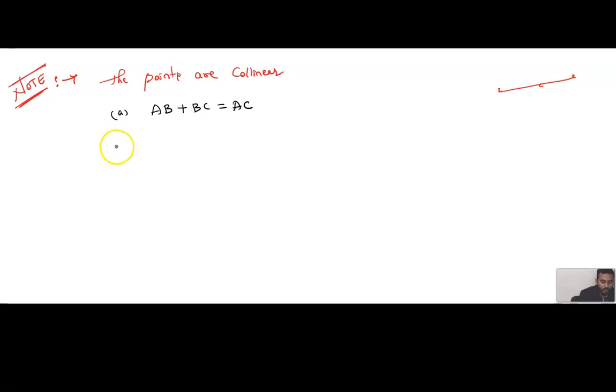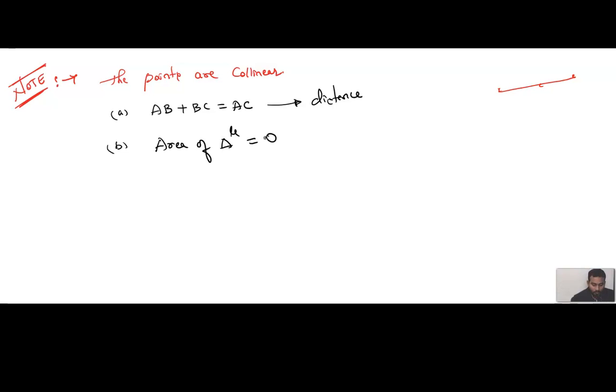Understood? But what about the case when distances are given? When they have given the distances AB, BC, CD, CA, then we use this condition to prove they are collinear. Now, in case of area of triangle, if you want to say the points are collinear, the area of the triangle value should be equal to 0. If the area of triangle value is 0, then we say that it is collinear.